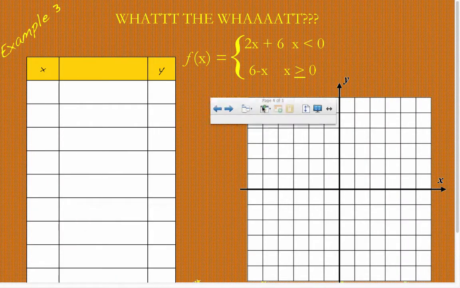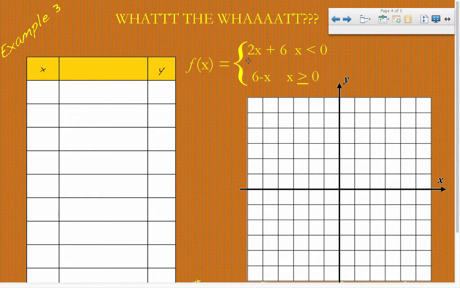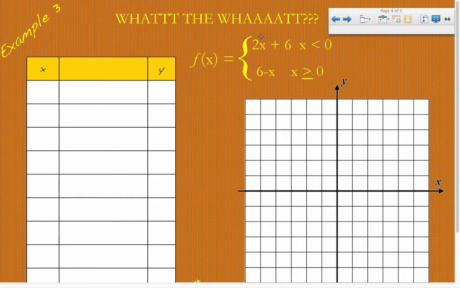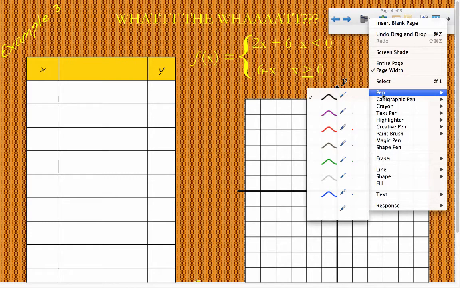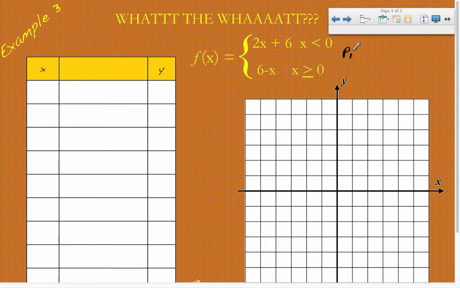All right, here's example 3. Look at this mess right here. Whoops, sorry. Look at this mess right here. What is that? This is very important. This is called a piecewise function. Because I'm giving you two pieces. Here's the first equation, and here's the second equation.